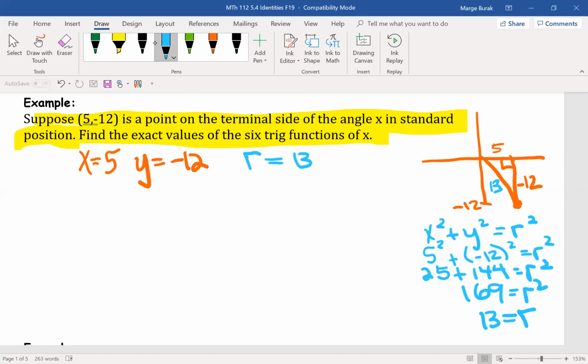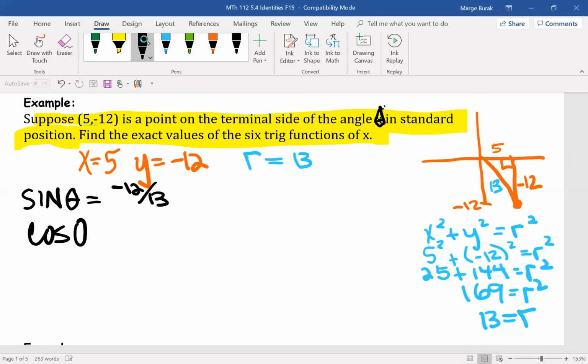And now we can answer the question, which is, what is the sine of the angle? I wrote x, but that is our angle, and it's very rare to use x, so I'm going to change that to theta so it's not confusing. Then sine of theta is y over r. Cosine of theta is x over r. And tangent of theta is y over x.